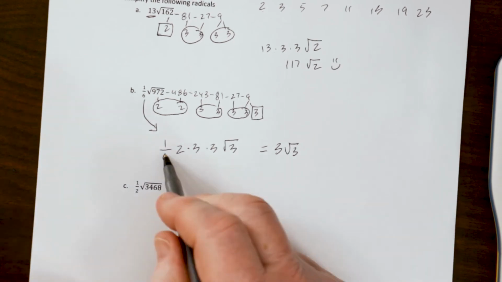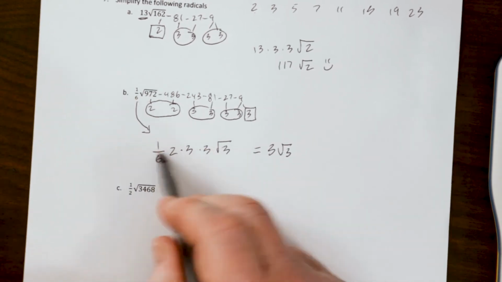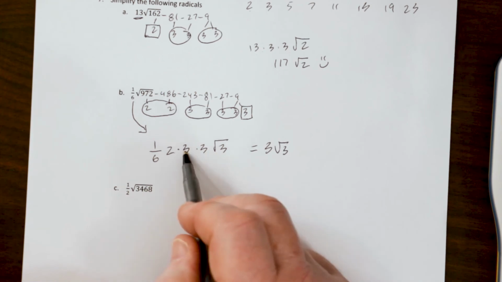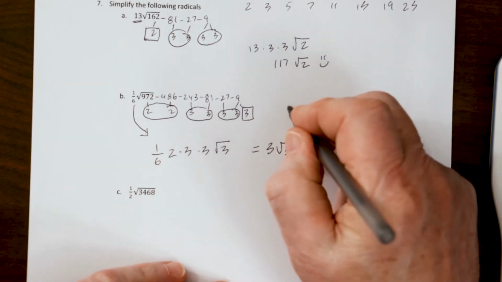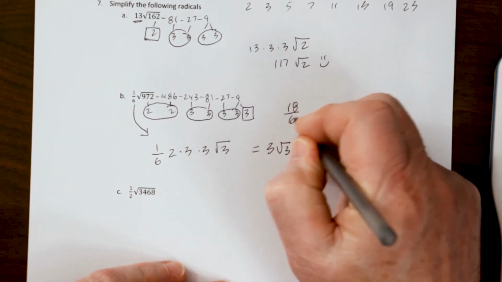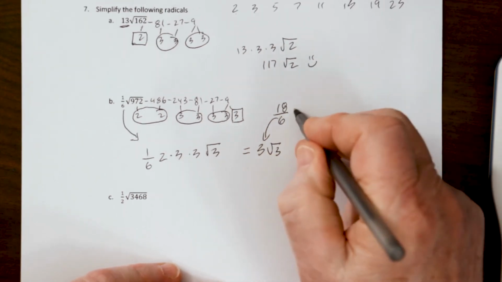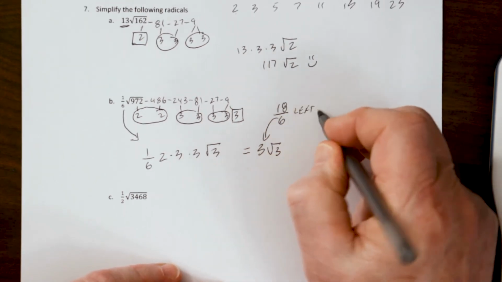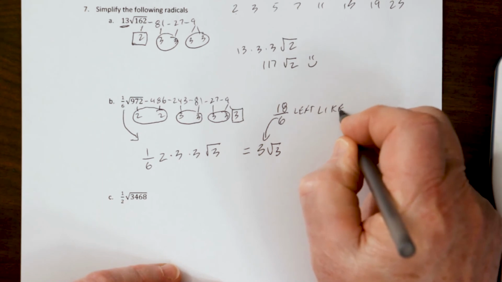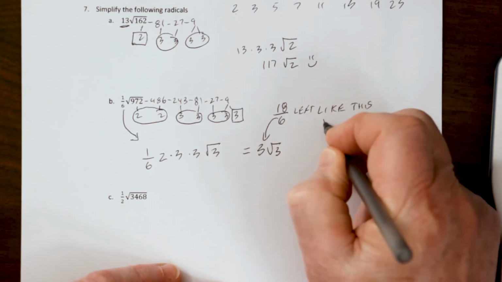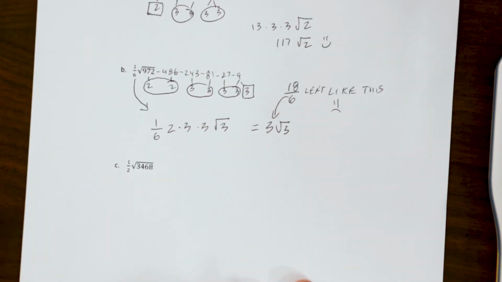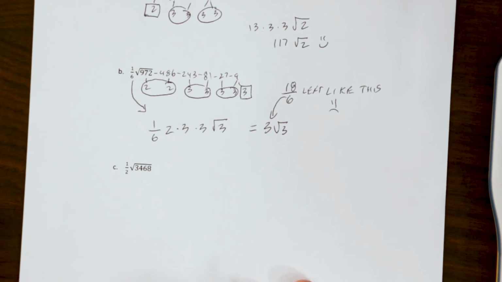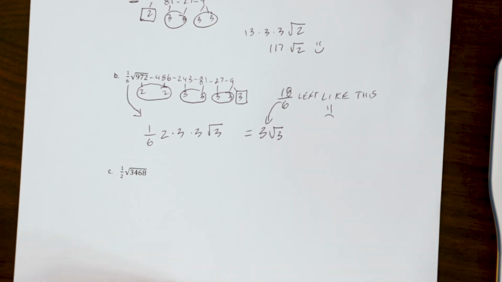Okay, so that's what you do there. If you wanted to think about what is going on here, well, if you do 3 times 3, it's 9, times 2 is 18. So you'd have 18 divided by 6, and that does give you 3. If you left it like this, that would give me a sad face, okay? Because that's not in simplest form. It says that we're going to simplify the radicals. We want them in simplest form.